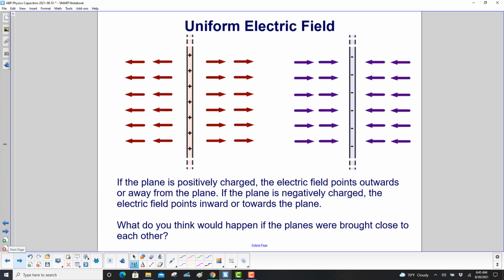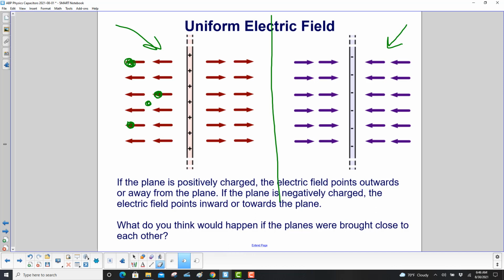If the plane is positively charged, and let's just split this down here, over here on this side, the electric field points outward or away from the plane. If the plane is negatively charged, the electric field points inward or towards the plane. And remember, this magnitude here is the same as the magnitude here, the same as the magnitude here, the same as the magnitude here, and it's always pointing to the left.